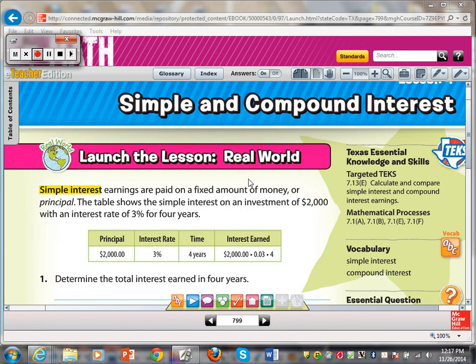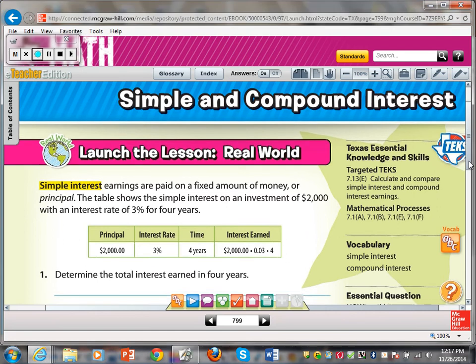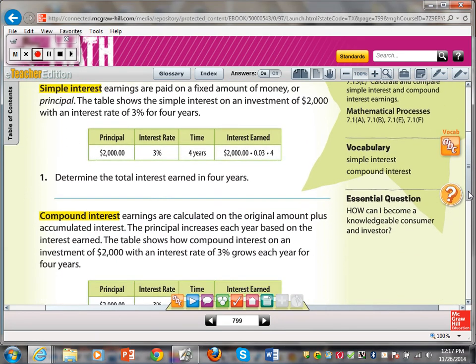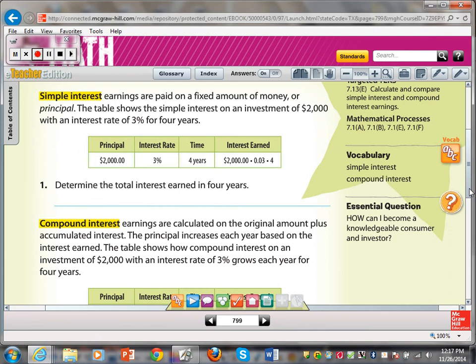In this lesson we're going to learn a little bit more about real world situations. We're going to learn about simple and compound interest. Well, you say, what is simple and compound interest? Alright, so here we go. Simple and compound interest. Let's start with simple interest.